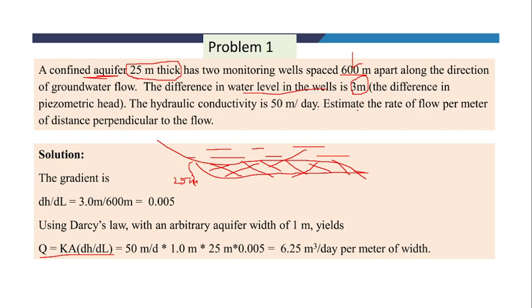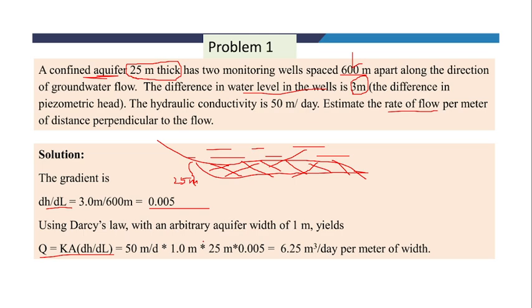So here you can directly calculate the dH divided by dl. That is H2 minus H1, given as 3 meter, and the distance between the two heads is given as 600 meter. So this is a dimensionless value. 3 divided by 600 is 0.005. Now you can use Darcy's law to find the flow rate.